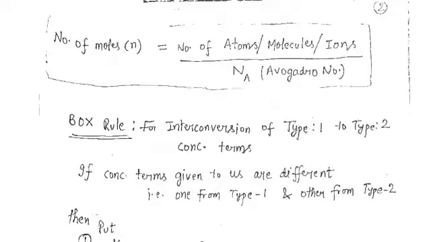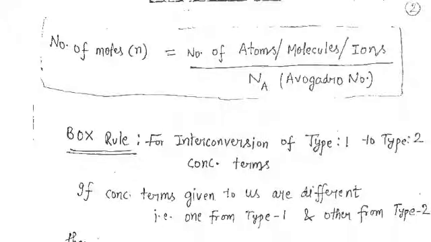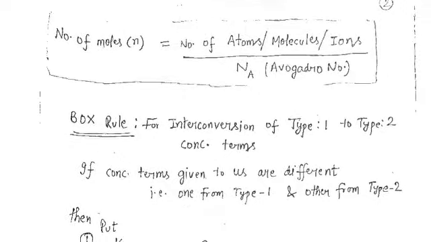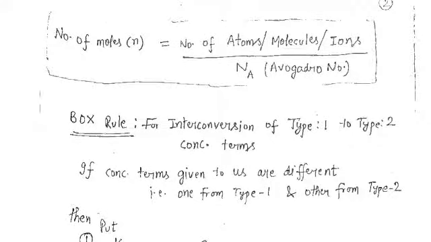Okay, now one more thing, these formulas will be very, very helpful during calculation. The number of moles is nothing but the number of atoms, molecules or ions divided by Avogadro number. Whether it's atoms, ions or molecules, you take that number. For example, if you put n equals 1 mole, then the number of atoms would be Na, the Avogadro number, 6.023 into 10 raised to the power 23.